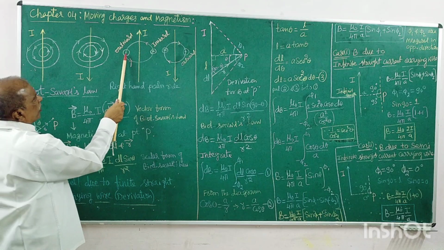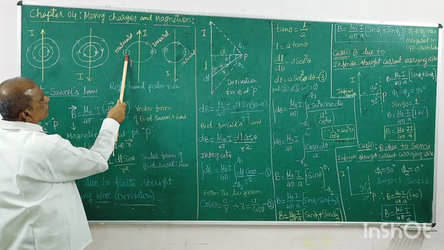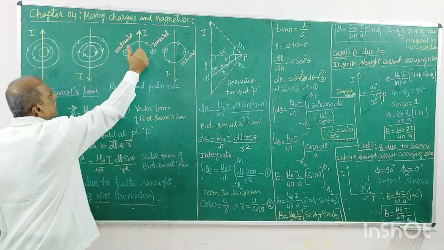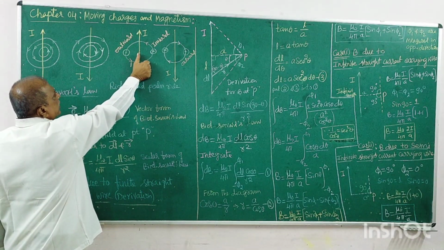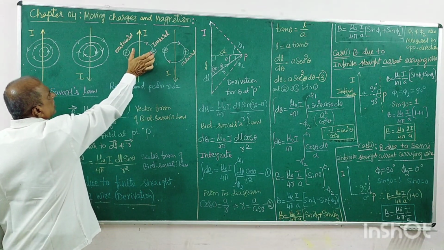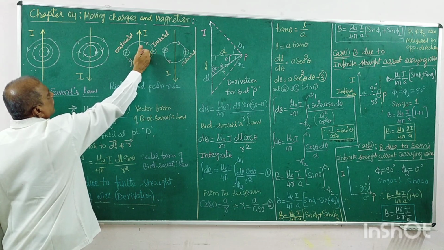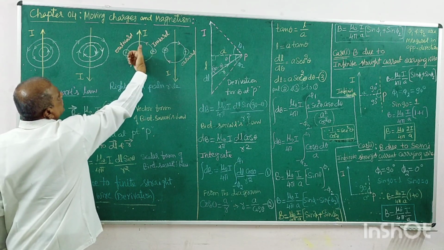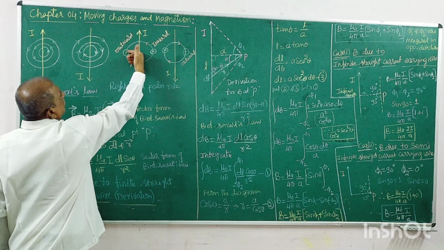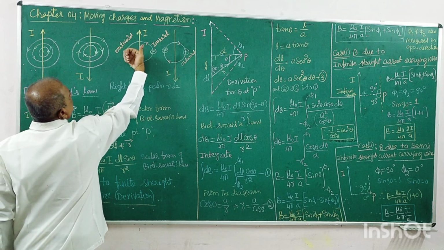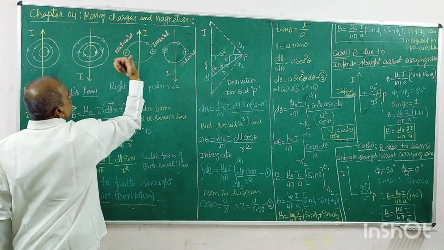If you take the point on the left hand side, follow the same rule. Hold the conductor like this and move the fingers like this. Move the fingers until they reach the point. When the fingers reach the point, they are moving outward, showing the outward direction like this.